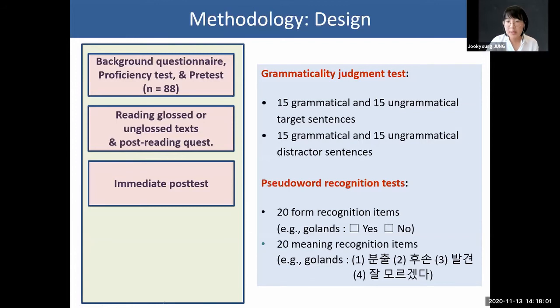They were provided with the target pseudo-word. And then there were 4 options. 1 was the correct meaning of the word, and 2 were the meanings of the other pseudo-words. And then number 4 was always "I don't know," because I emphasized that they should not guess, and they should be honest in their responses. And for both form and meaning recognition items, 10 target pseudo-words and 10 distractor pseudo-words were included. So in total, 20 were made.